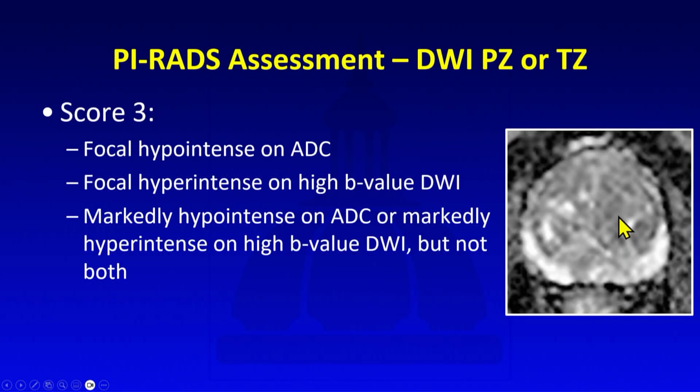Score 3, you can have some mild hypointensity on the ADC or some focal hyperintensity on the high B value. And then it's a little bit subjective what's mildly hypointense versus markedly hypointense. But the rule says that on the ADC, it cannot be markedly hypointense and markedly hyperintense on the high value DWI. And the reason is that blood or fibrosis would be dark on both DWI and ADC, whereas cancer would be bright on the DWI and dark on the ADC, and that is the distinction.